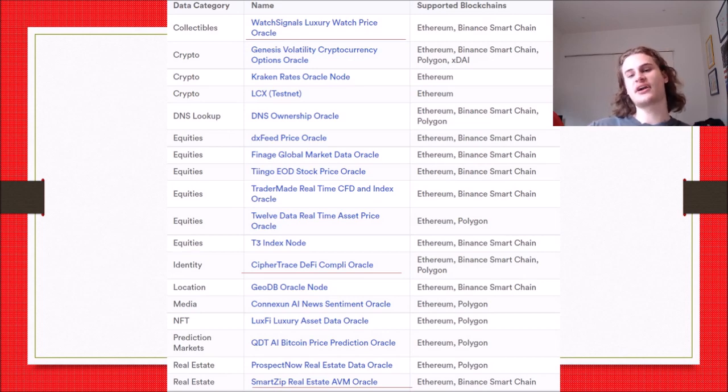Now, after this is essentially all of the big companies that are using Chainlink, and then following this, there's a long list of other companies. So as you can see on the page right here, there's a load of different companies and a load of different things running their own Oracle nodes. Just to pick out a couple, there is Watch Signals Luxury Watch Price running an Oracle. This means all of the data from watch prices is being brought on chain. There's some real estate Oracle nodes, there's some sports Oracle nodes, and there's just a bunch of different stuff. Another one that I found quite interesting is CipherTrace. Essentially, CipherTrace is owned by MasterCard, and MasterCard is one of the biggest payments companies in the world. So this is definitely very cool and one to look out for.